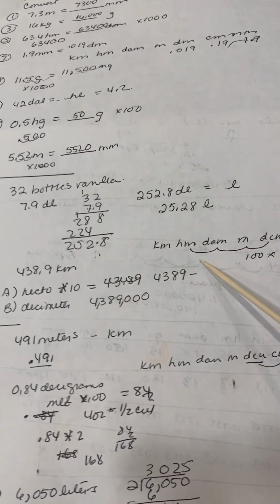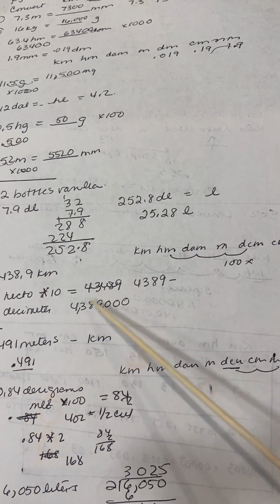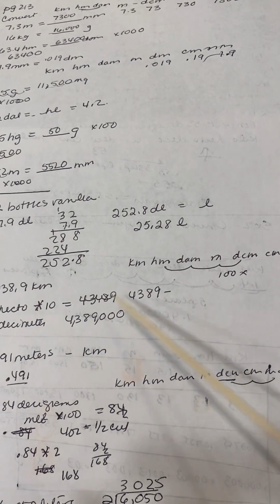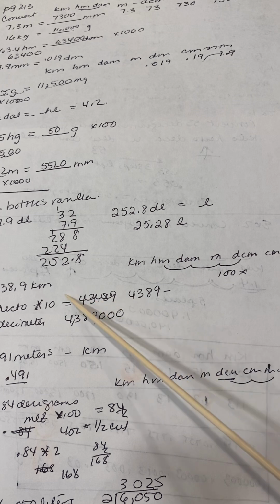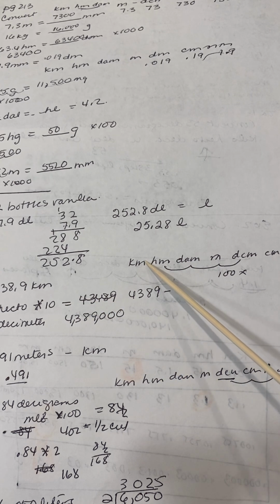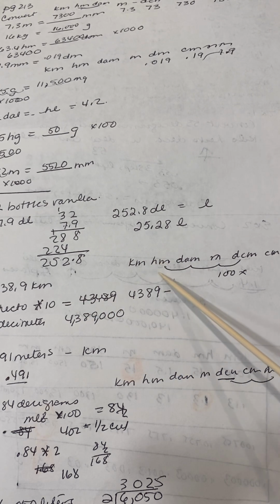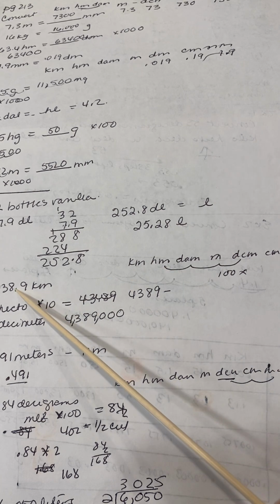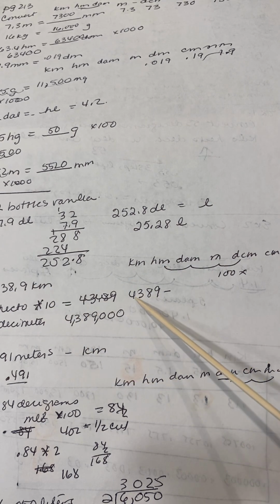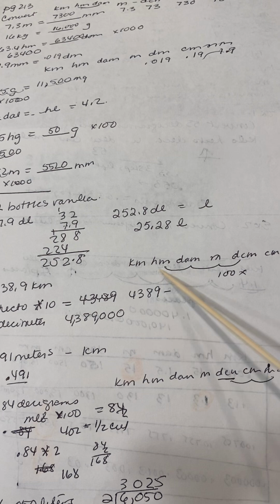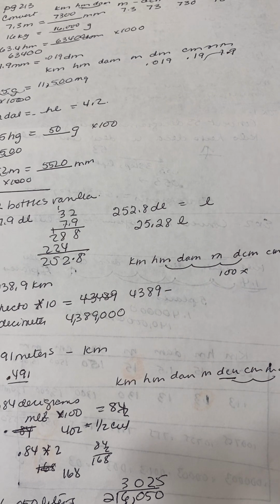And so number 2, 438.9. We are at kilometers, and we want to move it to hectometers, over one place. So we're going to change it one place over to the right, and so we get 4,389. Very easy.